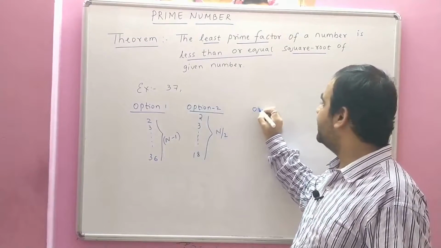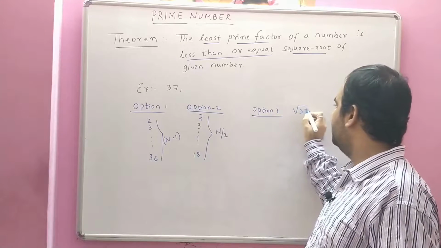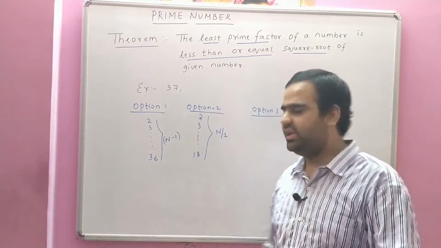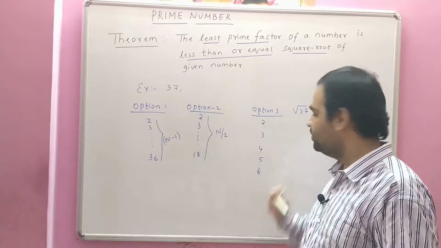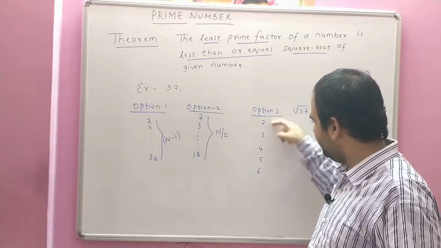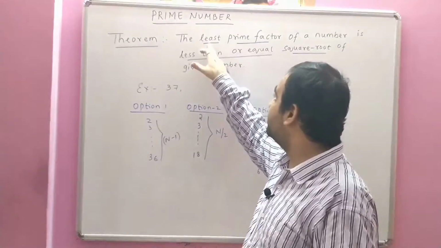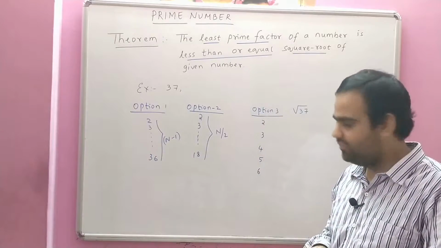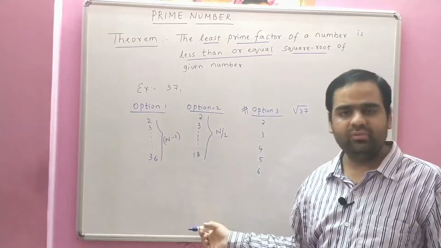Now, if we use this theorem, that is the option 3, what is the square root of 37? Square root of 37 is 6 point something. But we take only the integral part and we take all the numbers from 2 to square root of the given number. That is 2, 3, 4, 5, 6. Does 37 have any factor between 2 to 6? No. Therefore, 37 is a prime number. That is what it says. The least prime factor should be available between 2 to square root of the given number. Therefore, this option is better over the other two. Other two will work, but they are slower.